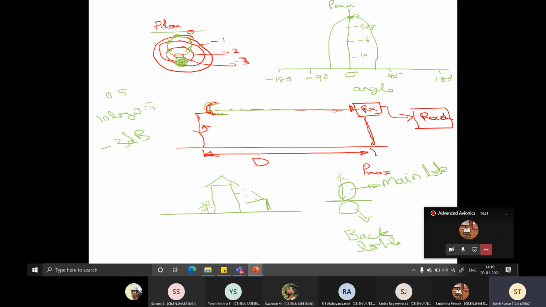In addition to this, my question was, is it desirable to have both main lobe and back lobe? What do you think is the answer? What will be your answer? I think I asked you in last class. Okay, I'll lead you to the answer. Suppose this antenna is for a radar. How would you like the back lobe to be?